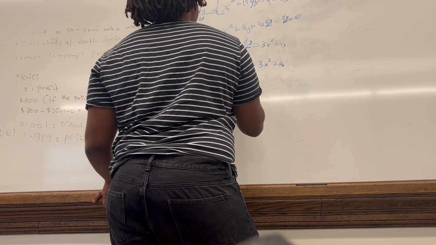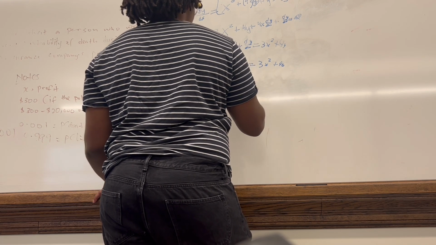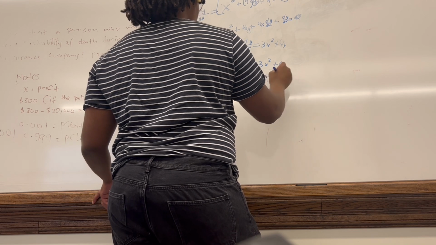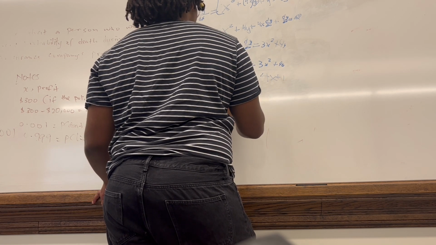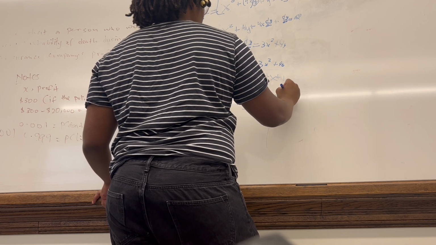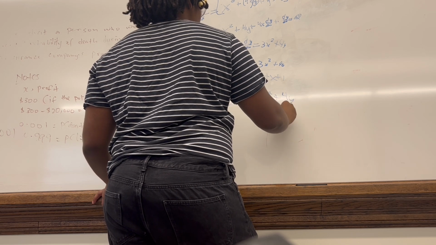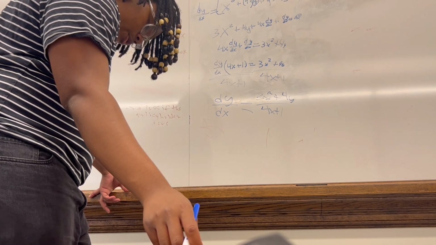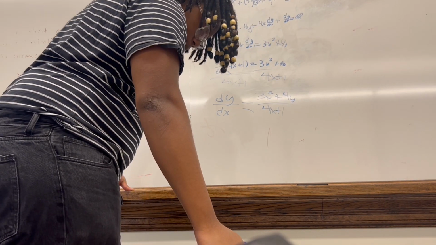And then just divide the entire left side by 4x plus 1, and then divide the right side by 4x plus 1. The final equation for this is dy dx equals 3x squared plus 4y over 4x plus 1. Again, implicit differentiation is very simple. It's very easy. As long as you have the basic concepts of it, you can really do it very easily.